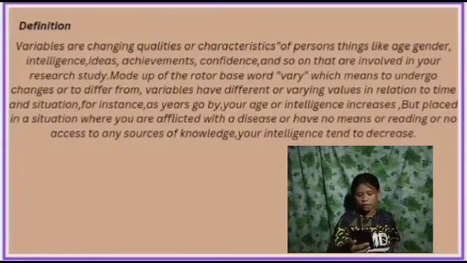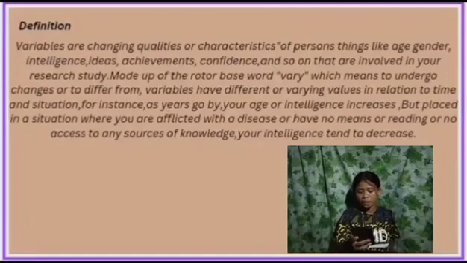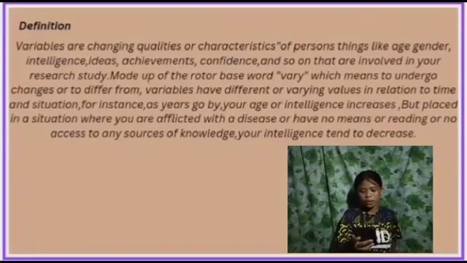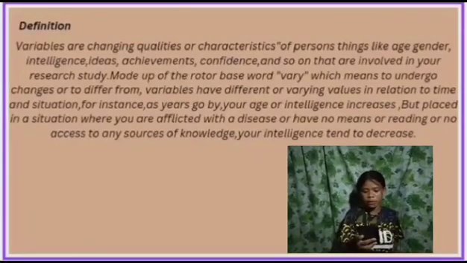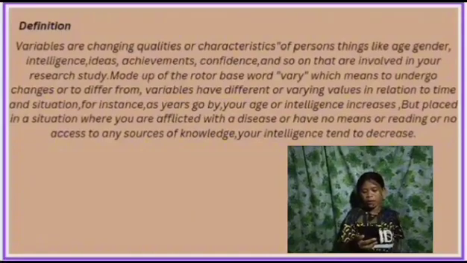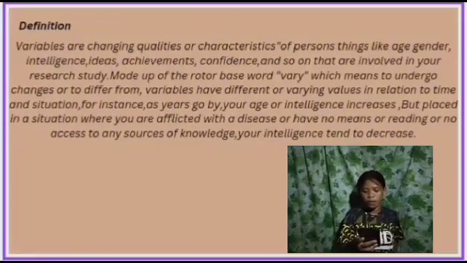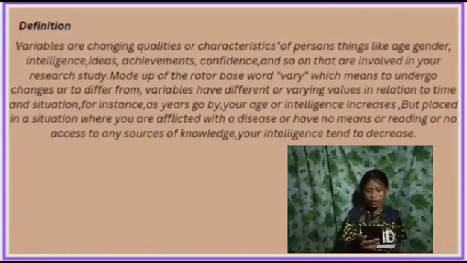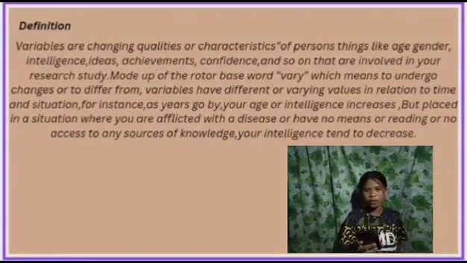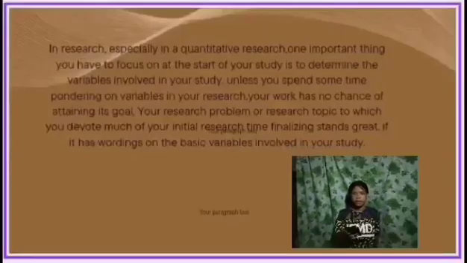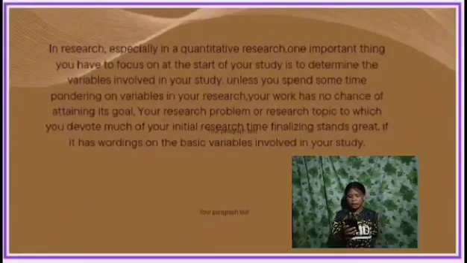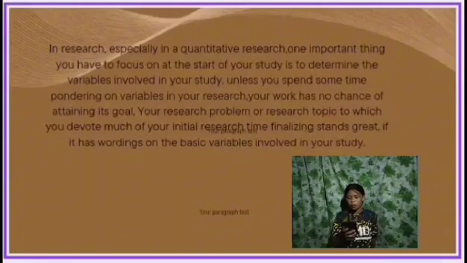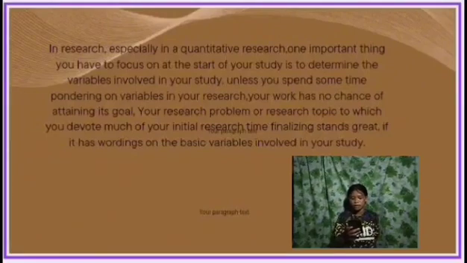For instance, as years go by, your age or intelligence increases, but in a situation where you are afflicted with a disease or have no means of reading or no access to any sources of knowledge, your intelligence tends to decrease. In research, especially in qualitative research, one important thing you have to focus on at the start of your study is to determine the variables involved in your study.